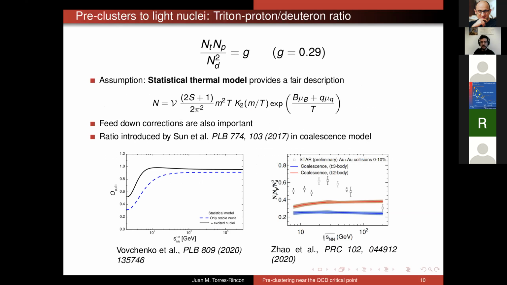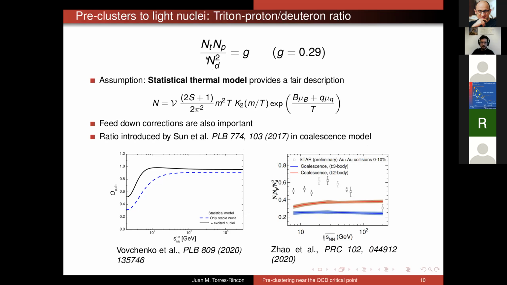Well, the solution here is to look at ratios. If you consider this ratio, this is the number of tritons times protons over deuterons squared, and this was already mentioned in the previous talk by Xiaofeng. I should mention maybe already now that this ratio was introduced 3 years ago by this group here in the context of the coalescence model, as Xiaofeng explained. Again, in the same context, with the same motivation of the critical point, okay?